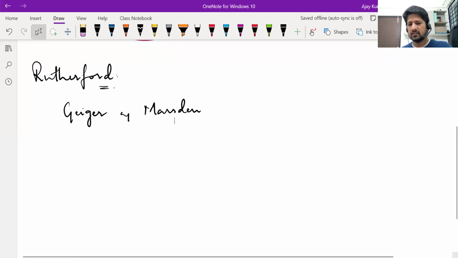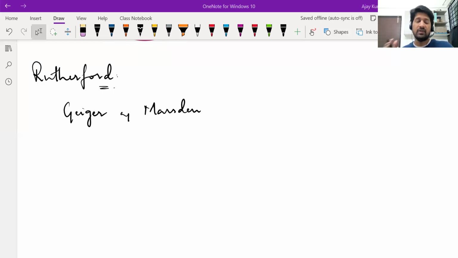Basically, what they did is they made an alpha ray. Okay, what is an alpha ray? A collection of alpha particles. They made an alpha ray incident on a very thin gold foil. The gold foil was so thin that the thickness of the gold foil is approximately equal to the size of one atom of gold. Okay, it was that thin. It was less than 1 micron actually, the thickness of the gold foil.